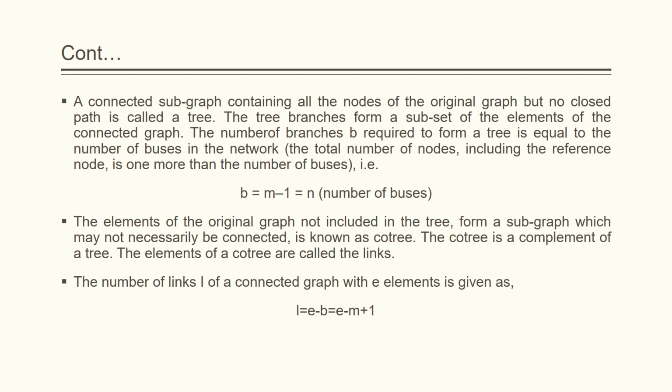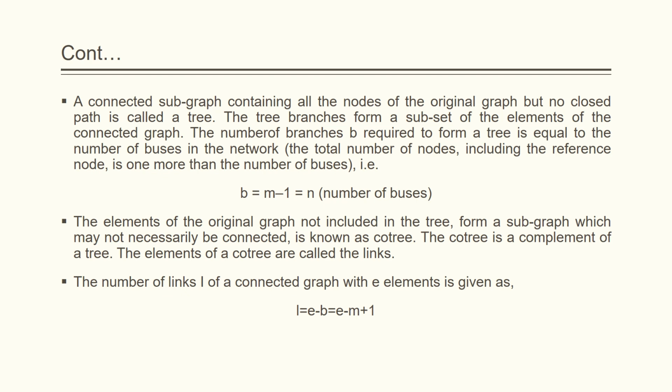A connected subgraph containing all nodes of the original graph but no closed path is called a tree. The tree branches form a subset of elements of the connected graph. The number of branches required to form a tree is equal to the number of buses in the network, including the reference node, minus one. That is, B is equal to m minus 1, which is equal to n, the number of buses.